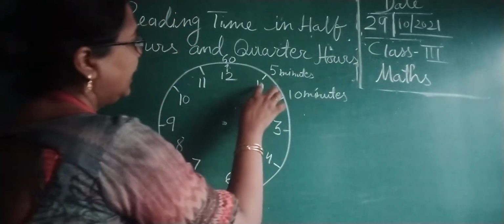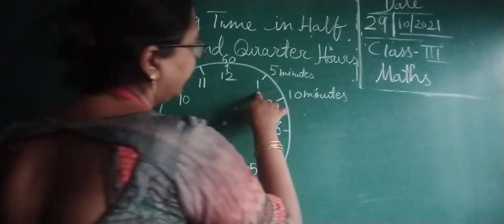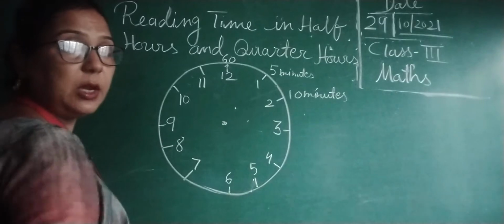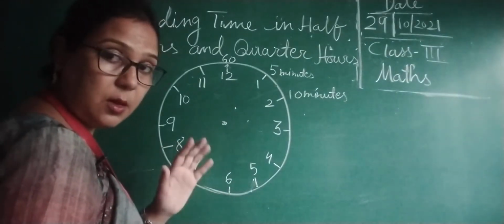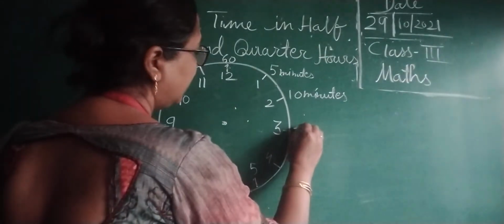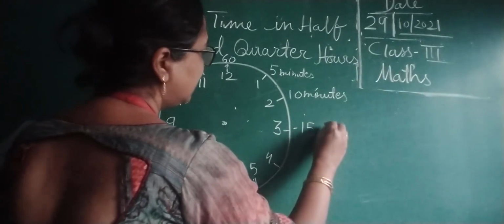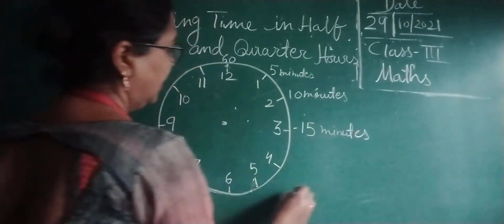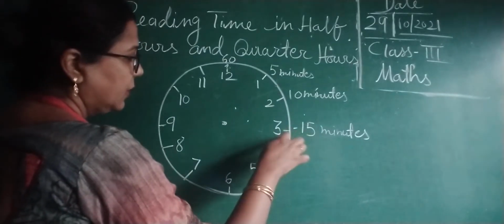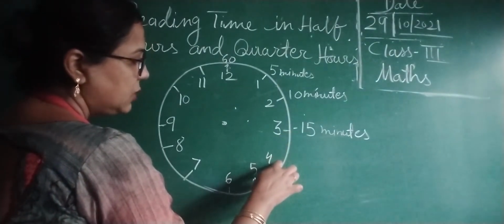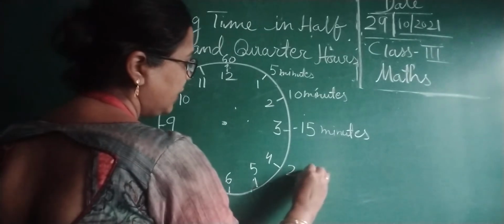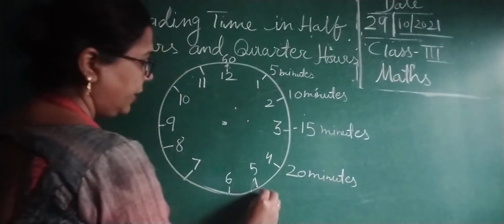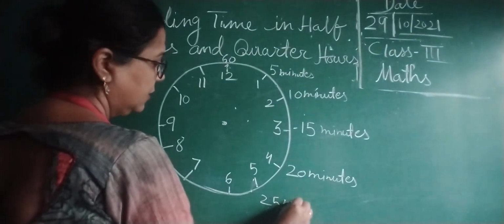If your hand has come and stopped at 5 minutes and then it moves to the 2, so it means this is 10 minutes. Now here this 3 will be considered as 15 minutes. Okay, now if the hand will move here, it will be considered as 20 minutes. Now here 25 minutes.